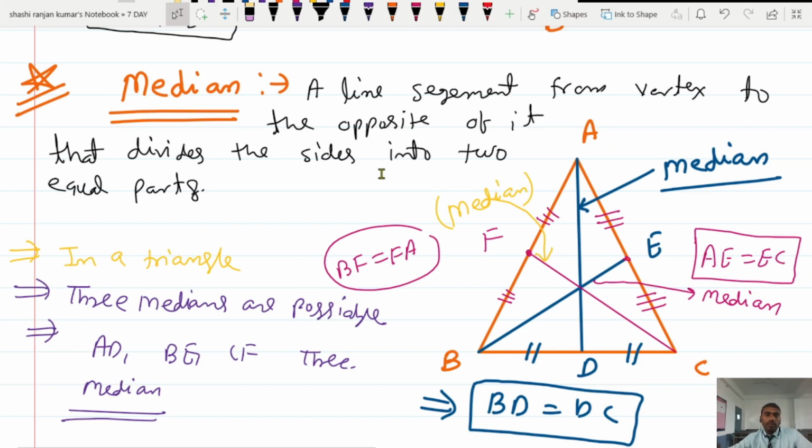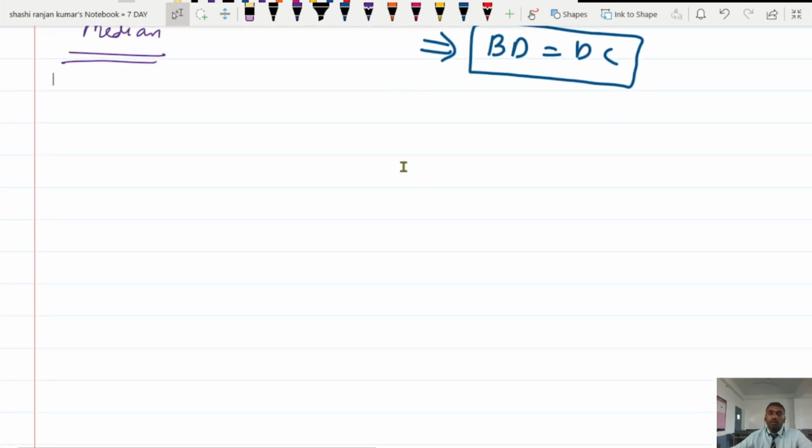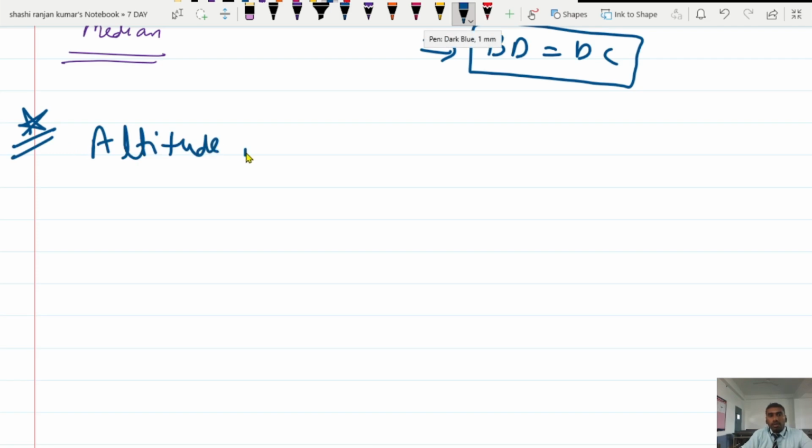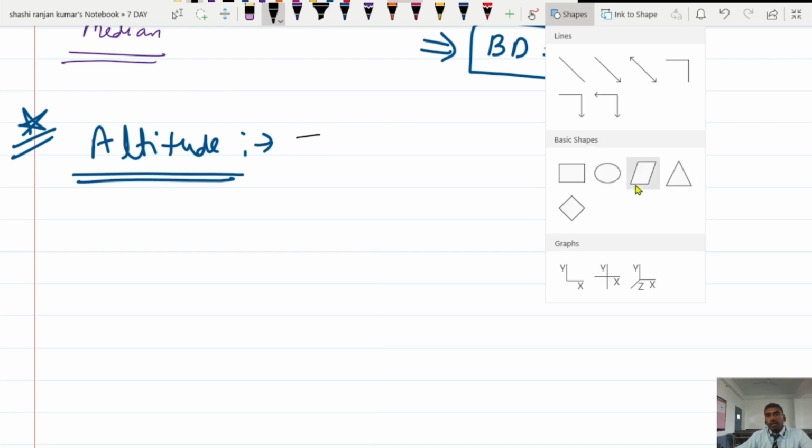Okay. So next we have to discuss the altitude. What is altitude? Can you tell me about altitude? Do you know something? No? Okay. So in a triangle, let us first draw the diagram, then you can understand, then we write.